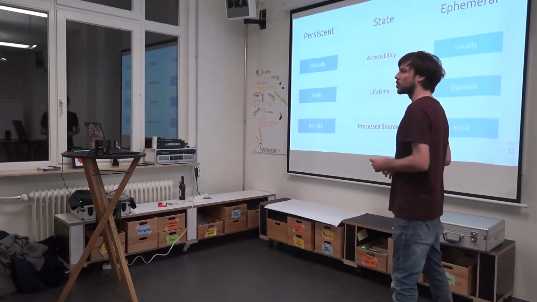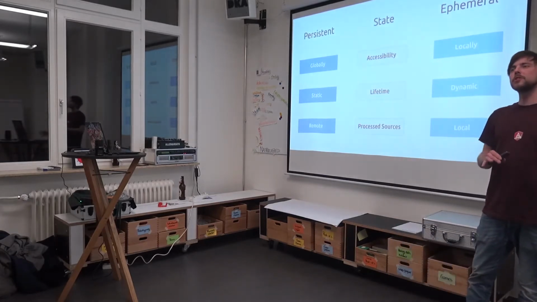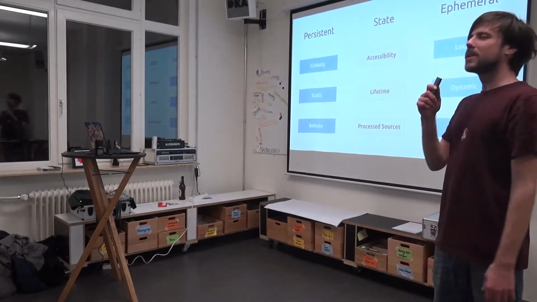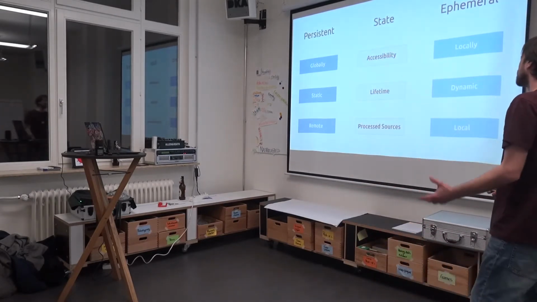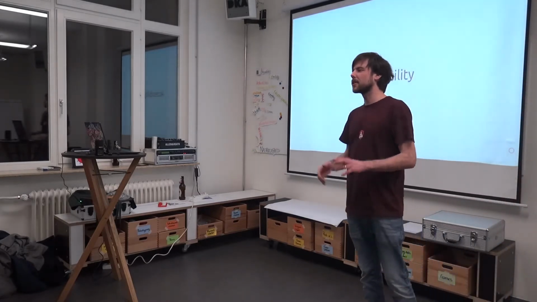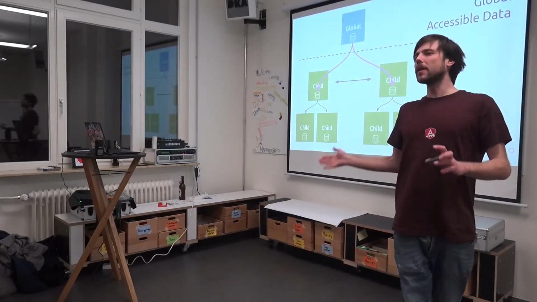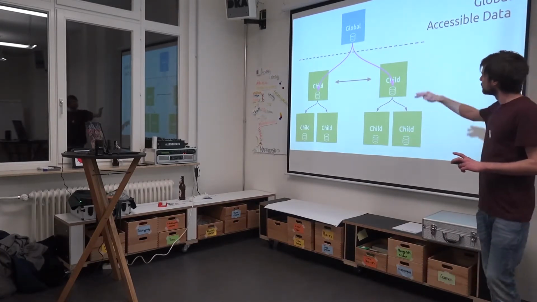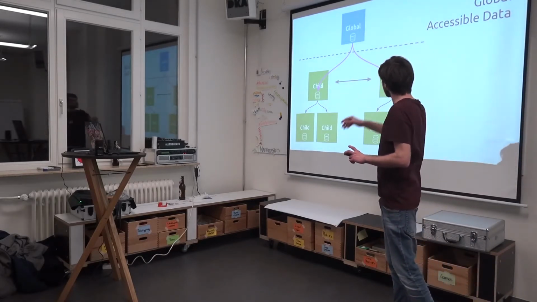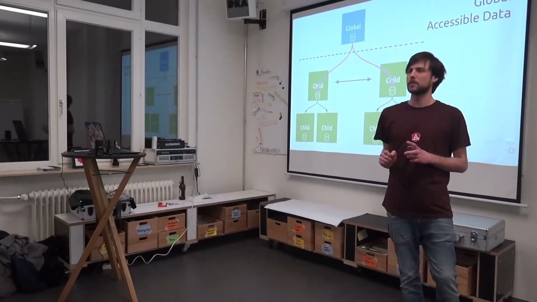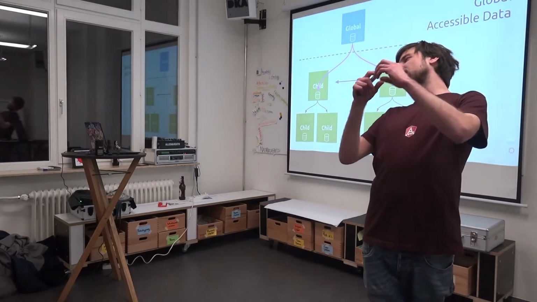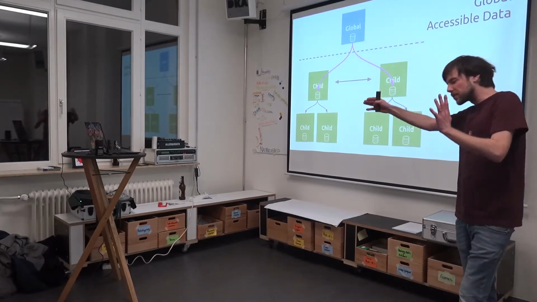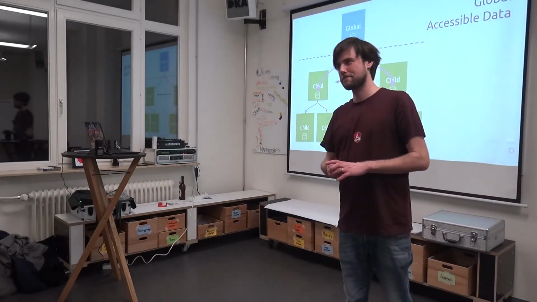Then we have processed sources, and here I also divide between remote sources and local sources. I will go into a little bit more detail so that you can get a better clue what all those questions are. I start with accessibility. And here I show you what global accessible data means. I have a singleton service, and every component is interested in part of this state of the service, and as there are multiple interests, it is shared. It is shared between multiple applications.